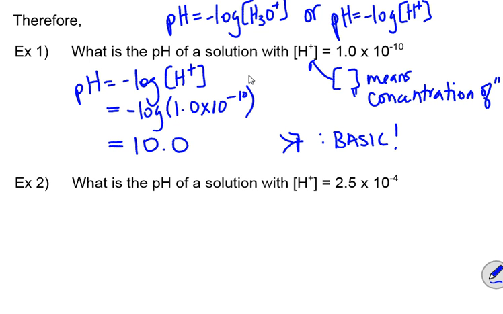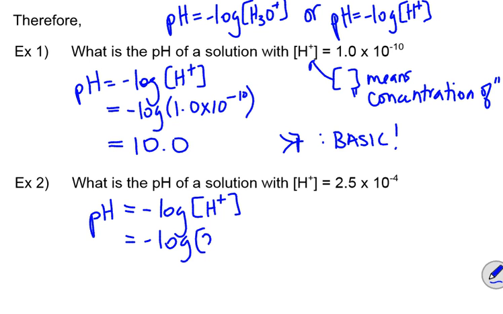Example number 2. What is the pH of a solution with an H+ concentration of 2.5 times 10 to the negative 4? Same formula. pH equals the negative log of your H+ concentration again. So on your calculator, you punch in negative log of 2.5 times 10 to the negative 4. And when you do that, you should get 3.60.